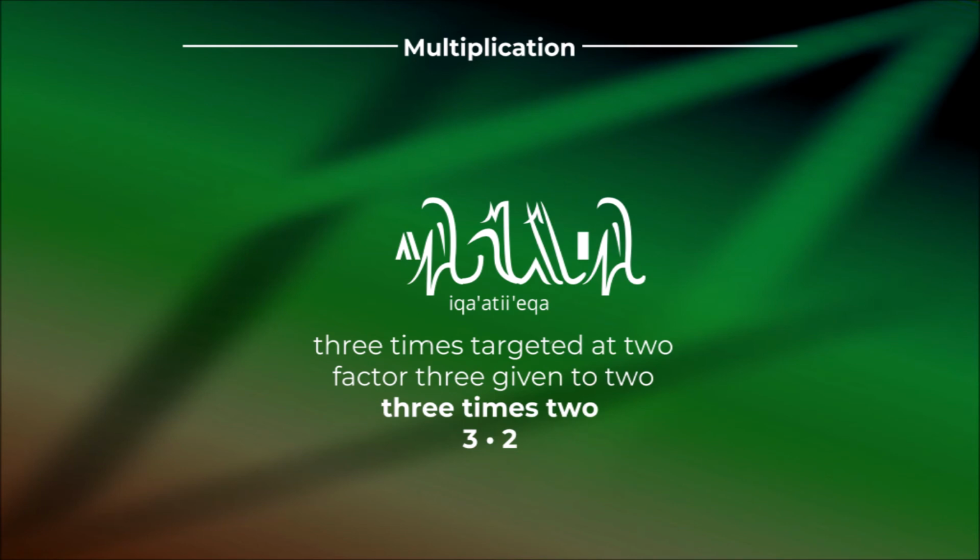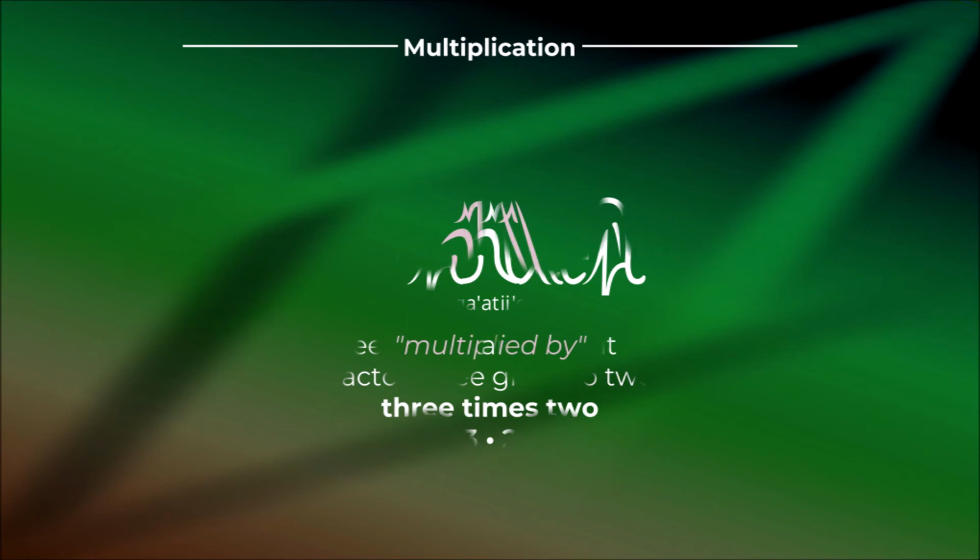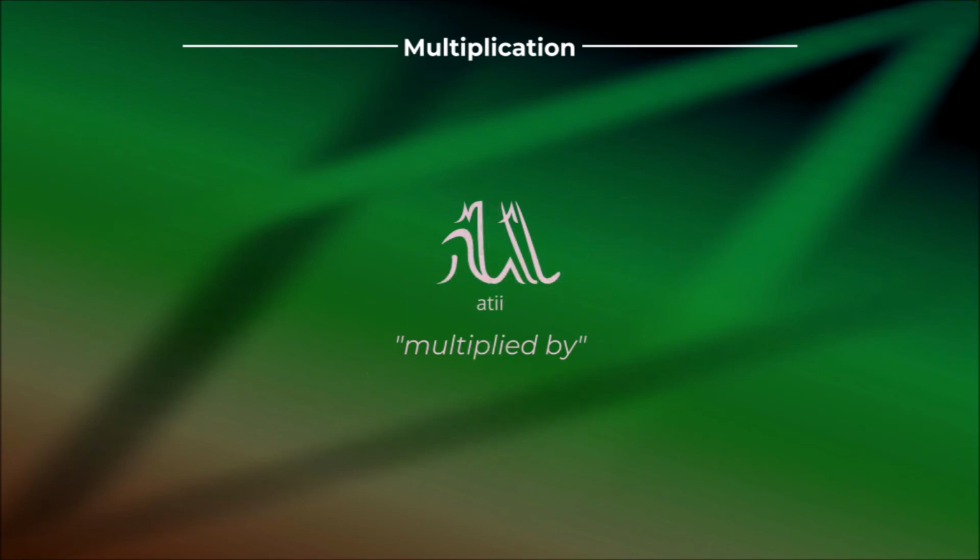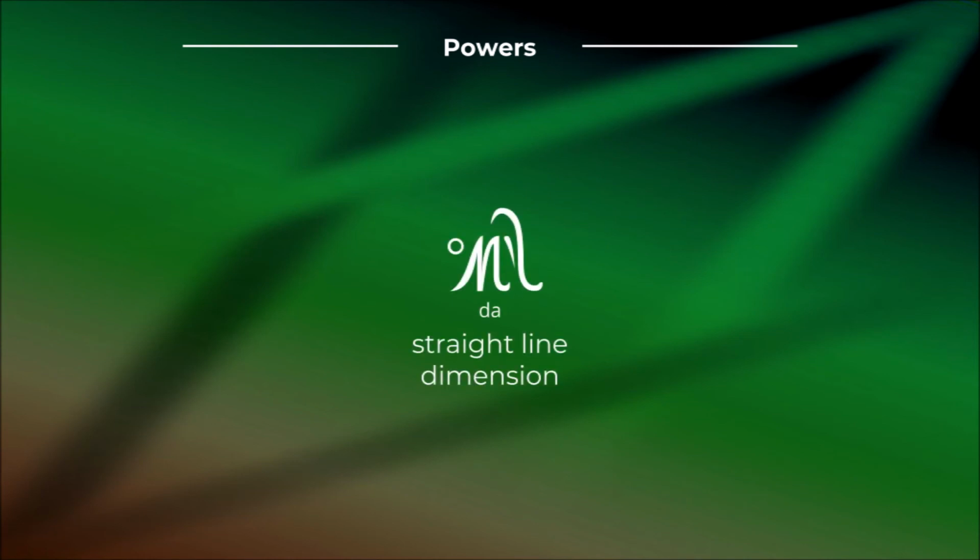Depending on how you prefer to look at it, you can also simply memorize that at yi can be used to mean multiplied by. We've now gone over the 4 basic operations in mathematics, but there is one more operation I'd like to discuss with you: powers. For expressing exponents, we're going to use the particle tha, which means straight line or dimension. Why specifically that word? Hold on to your seats because I really like this one.